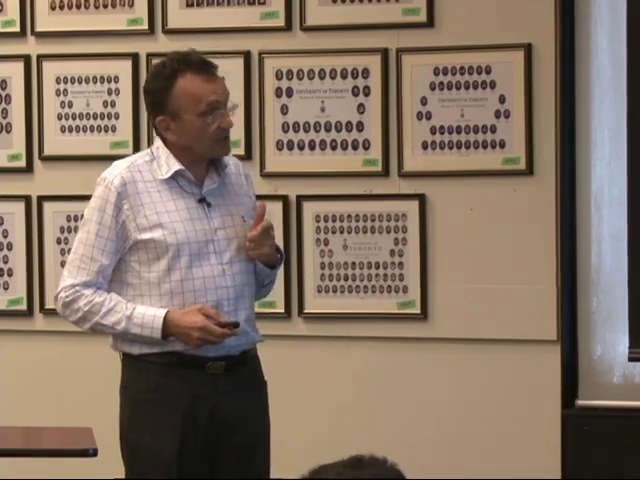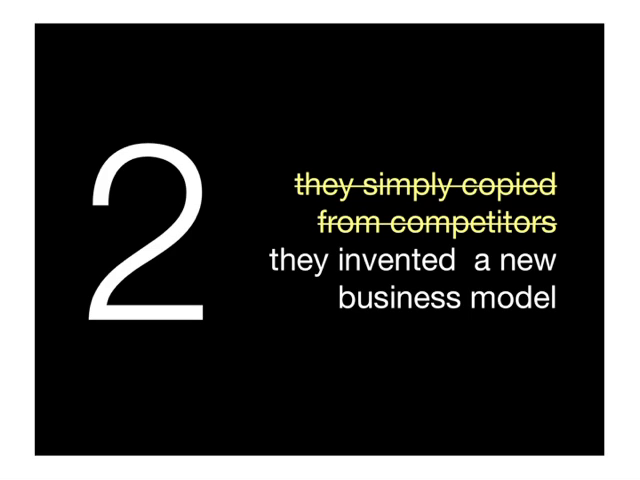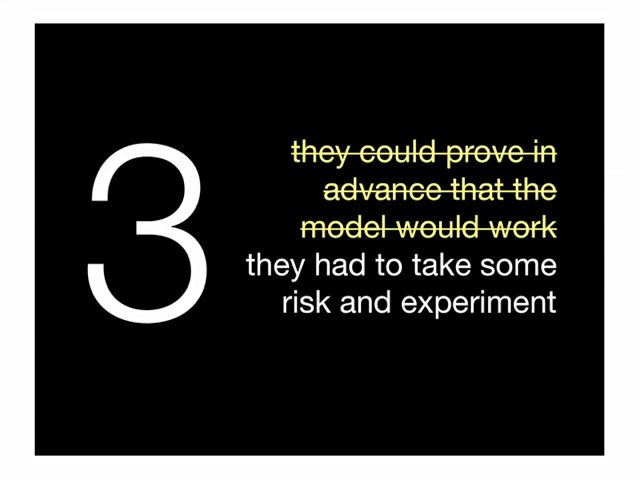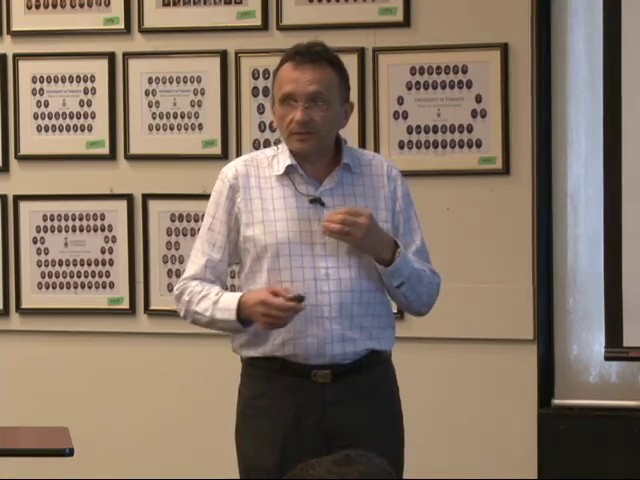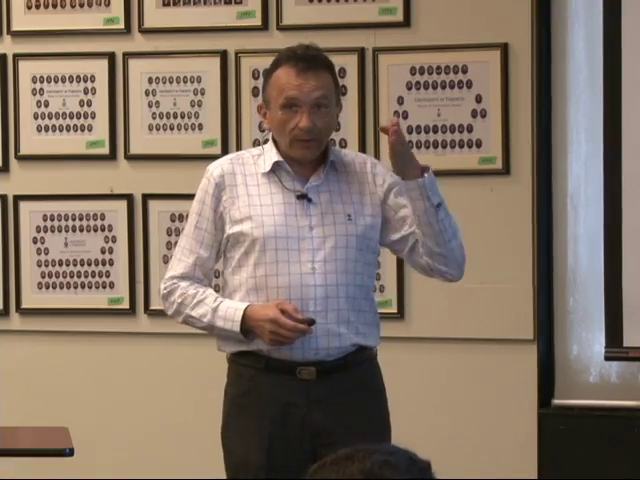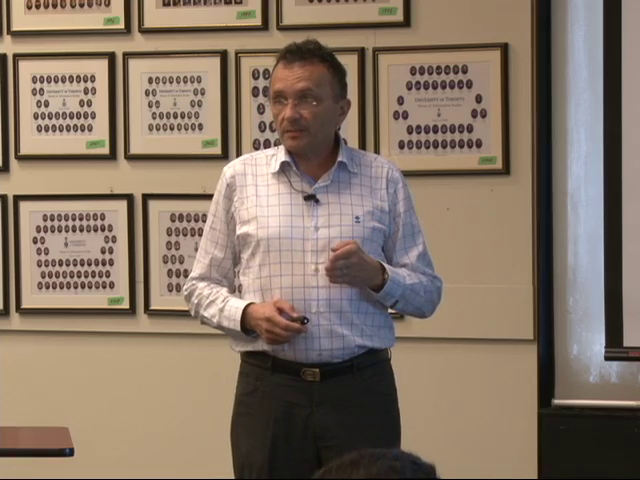The second one is they didn't just copy existing business models. So it was not a decision to choose between this one and this one, but they had to create something. They had to invent a new business model. And third, it was impossible to prove that they had a good idea. It's very easy to say, oh, Amazon, successful, or Google, successful. But at the beginning, when you launch a company, it's not possible.